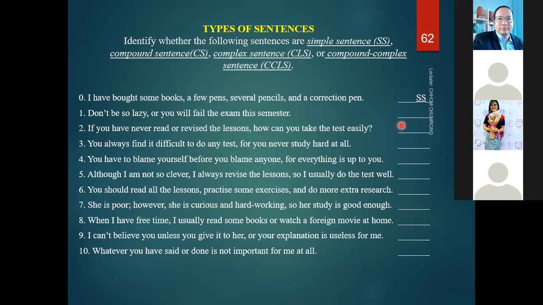Okay, mà another one, mà Dahin. Dahin, number 8. Number 8, complex. Complex, yeah? Yes, sir. When I have free time, DC, I usually read some book or watch. Yeah, complex sentence rồi. Của bên này I see muối, DC muối.